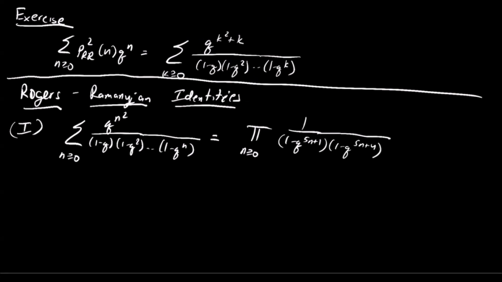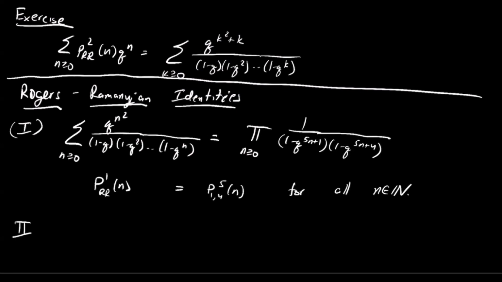Right? So what this is really saying is PRR1 of n is equal to P145 of n for all n. So the number of ways of breaking up an integer into parts that have this difference 2 condition is equal to the number of ways of breaking up that integer where the parts I'm using are all 1 or 4 mod 5. Right? So this is the first Rogers-Ramanujan identity.